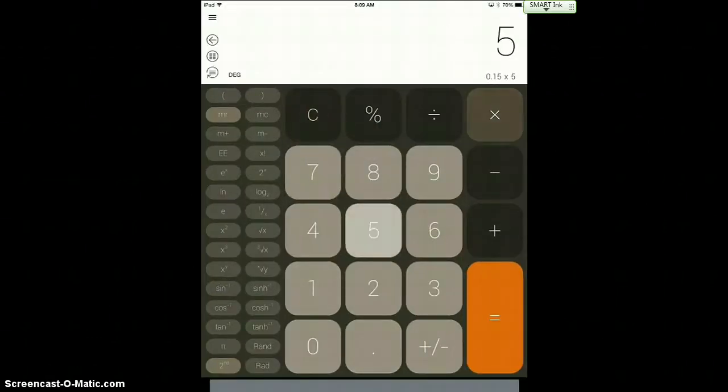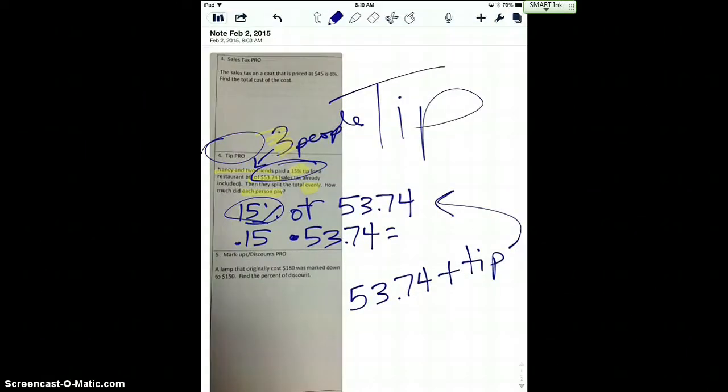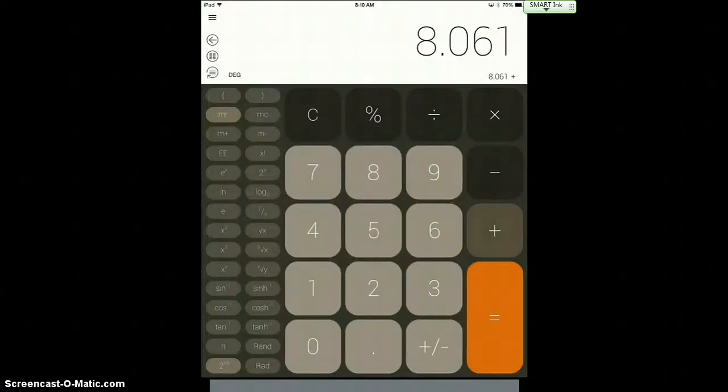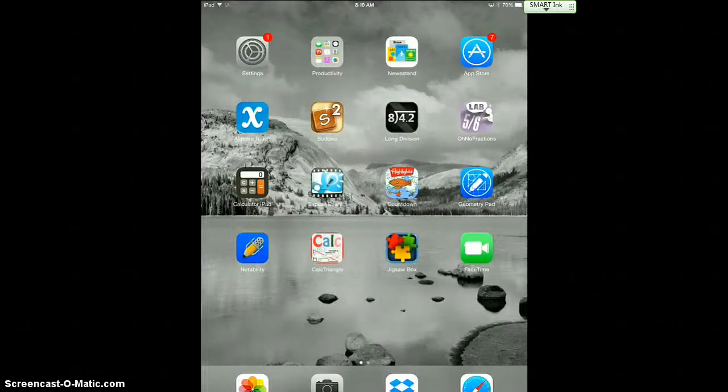So when I do that, 0.15 times 53.74, how much money is that? If I go to the hundredths, that's going to be $8.06, because that 1 is not going to round that up to a 7. So now they're not just paying $53.74, they're also paying $8.06 for tip. So if I add these 2 numbers together, $53.74 to that, I'm at $61.80.